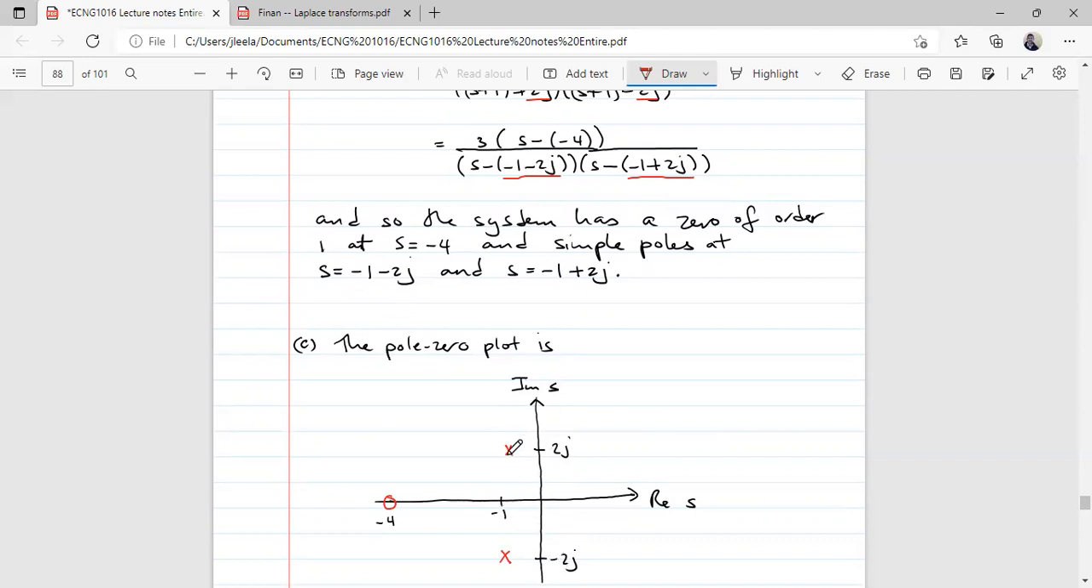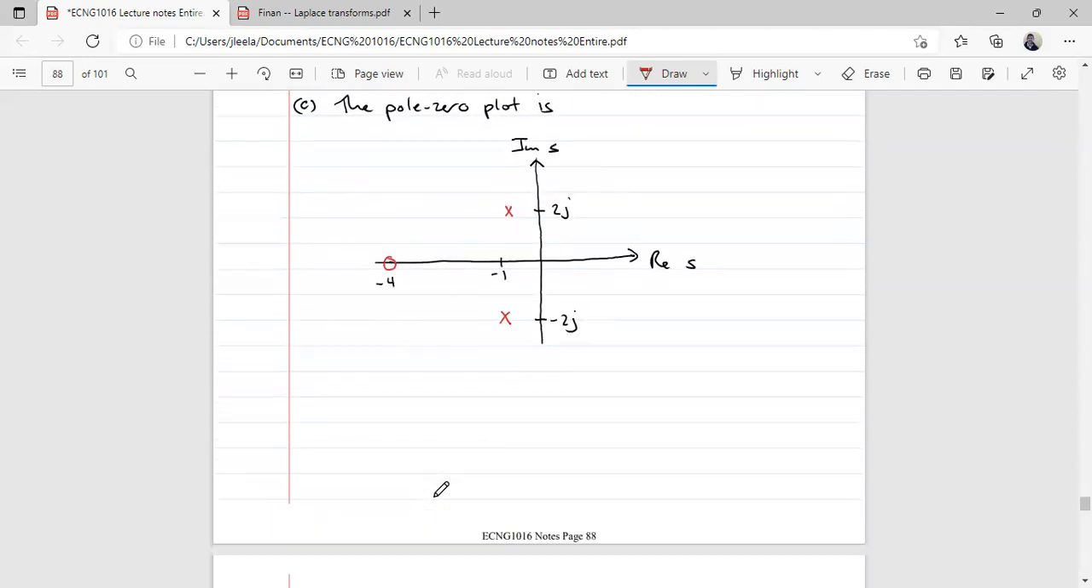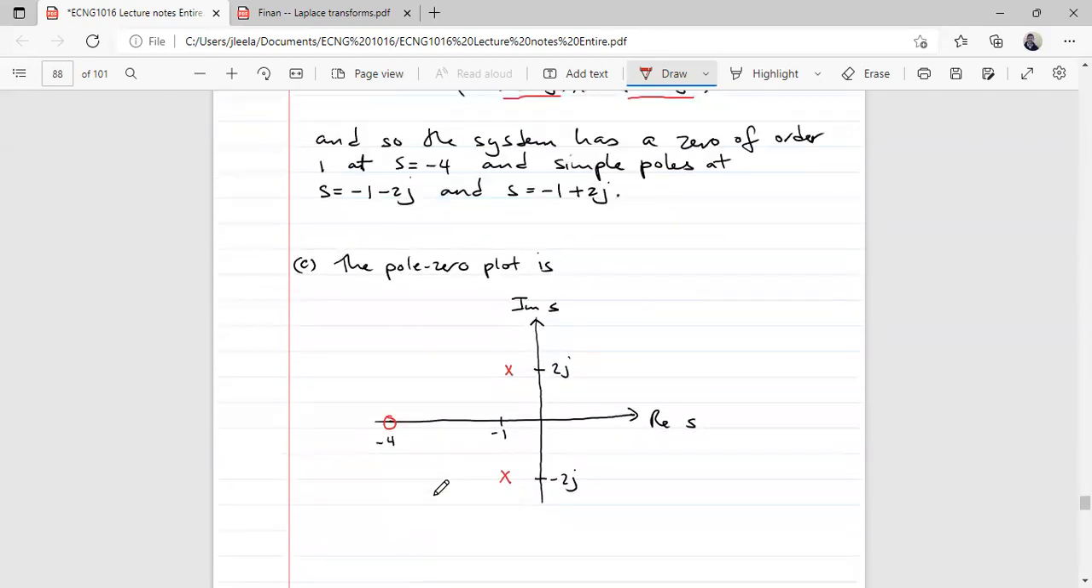And you have your minus 1 to the left. So this is where your poles will lie, right? In this position, an X here and an X here. And the zero will lie at minus 4. That is on the real axis here, the real s. Right? So I want you to look at that carefully.